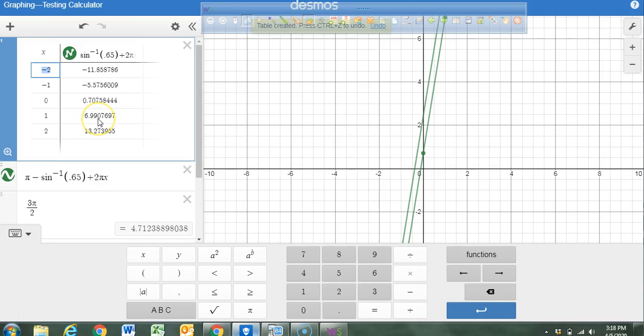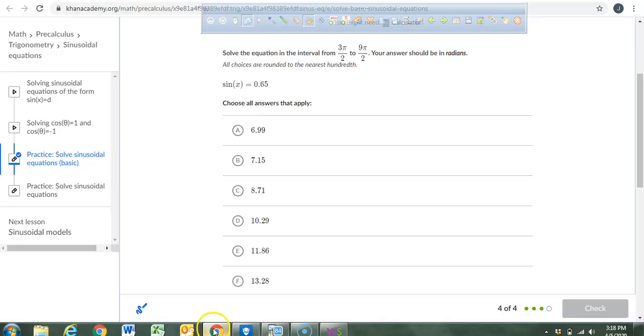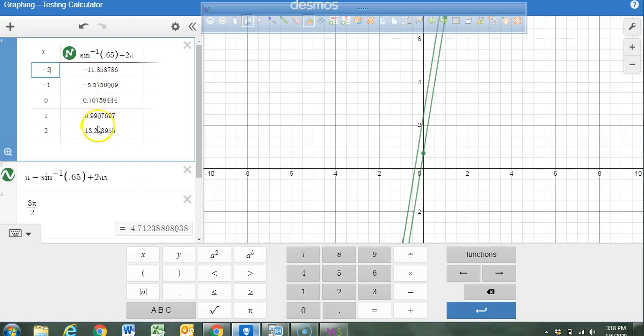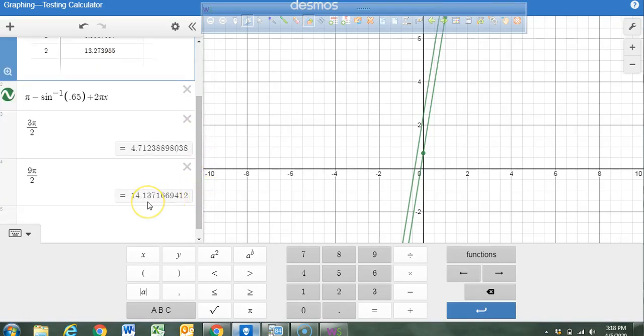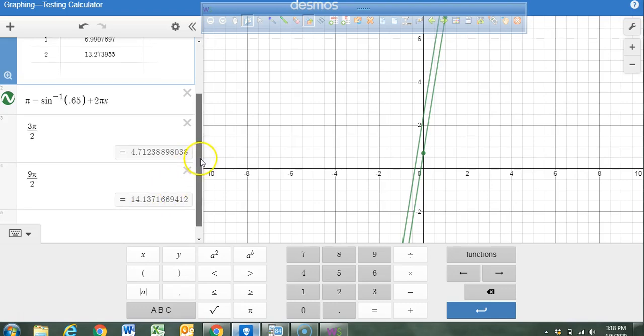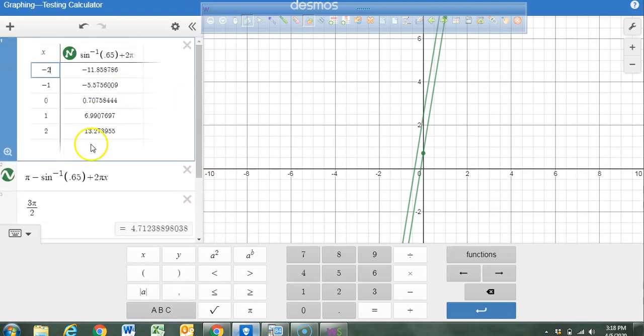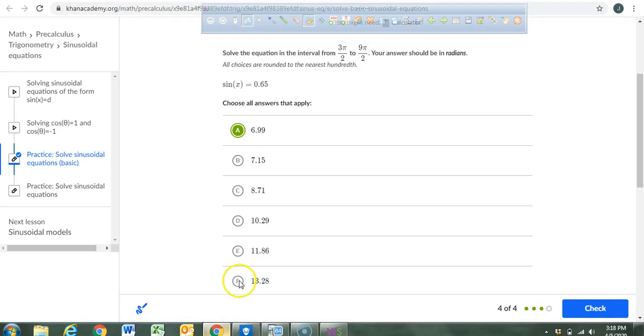I got a 6.99, so I think that's going to be one. I'm definitely going to do 6.99. Go back over here and take a look at it. We got 13.27. Oh, that'll work, because that's under 14.13. So I got 13.27. So I'll go back over here and take a look at that one. There it is. All right, 13.